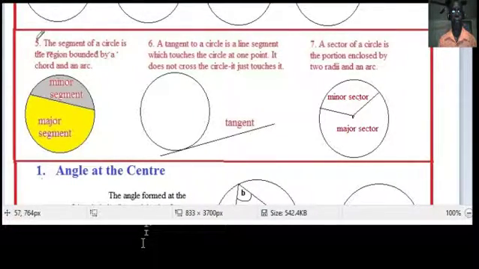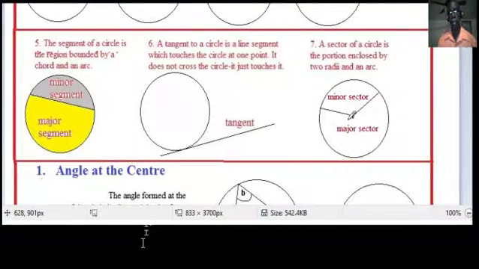5. The segment of a circle is the region bounded by a chord and an arc. 6. A tangent to a circle is a line segment which touches the circle at one point. It does not cross the circle, it just touches it. 7. A sector of a circle is the portion enclosed by two radii and an arc.